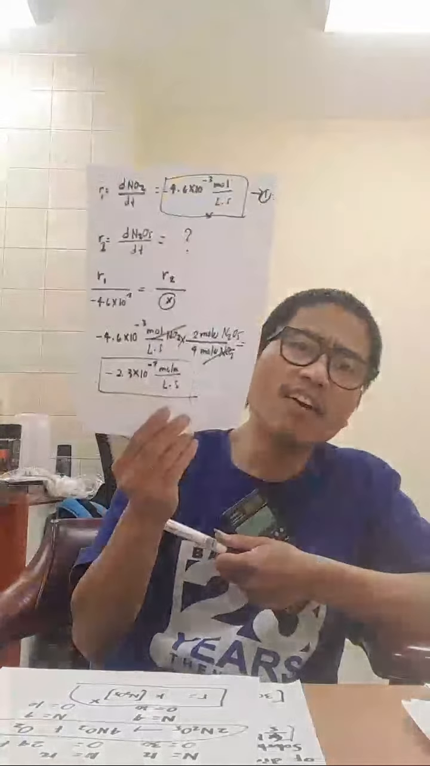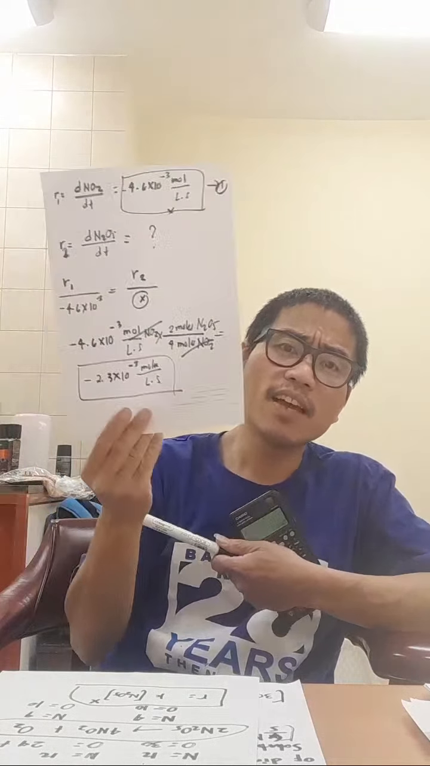You get negative 2.3 times 10 to the negative 3 moles per liter second. This is supposedly the exact answer. So yes, this appears. And then in the choices, there's no negative. So you have to force yourself to choose only positive 2.3 times 10 to the negative 3, unless there is a choice of none of the above. Then choose none of the above. You got the point? That's going to be the technique.